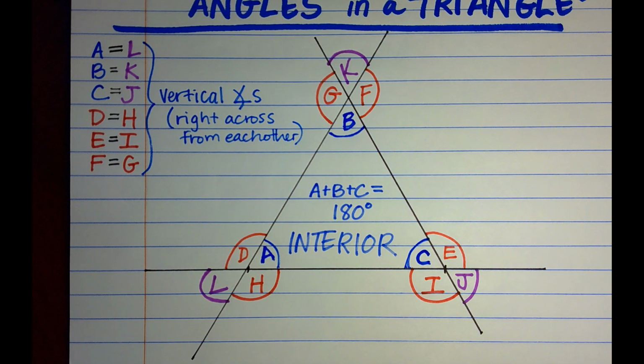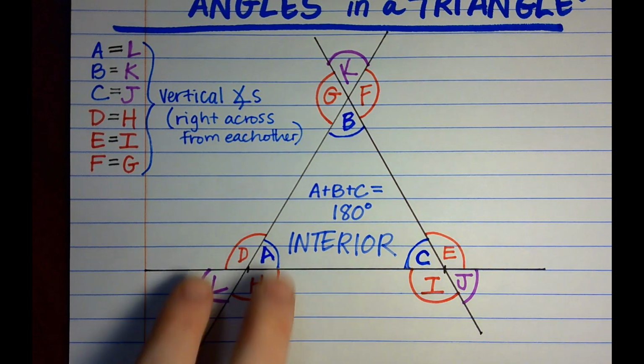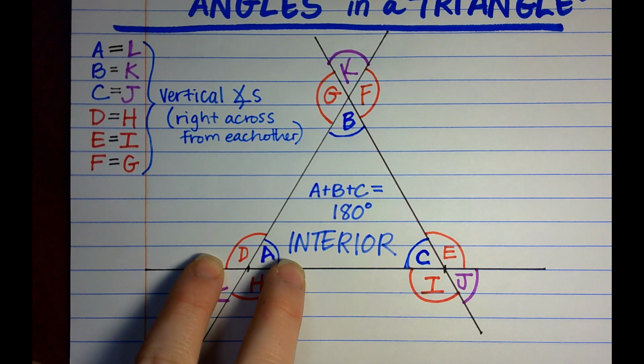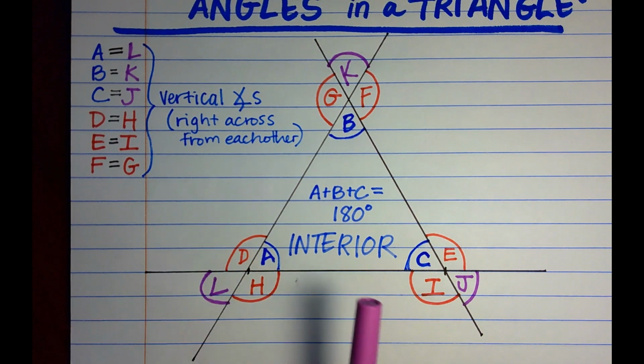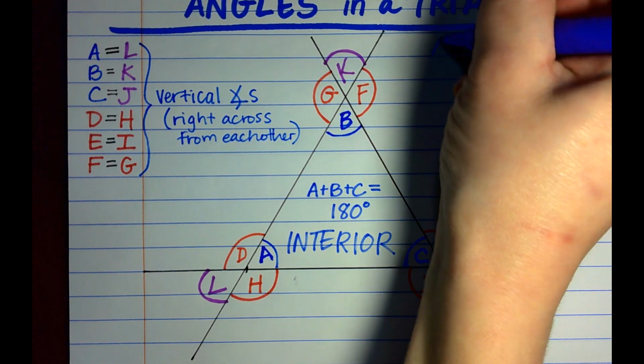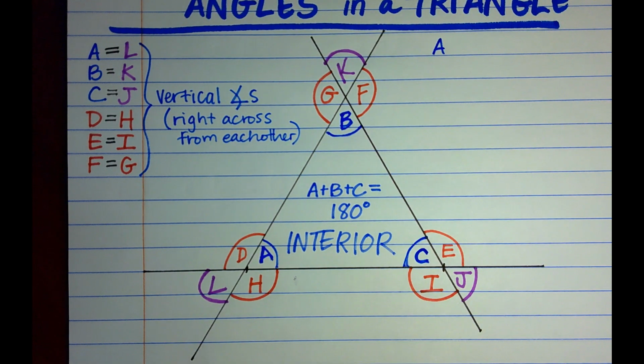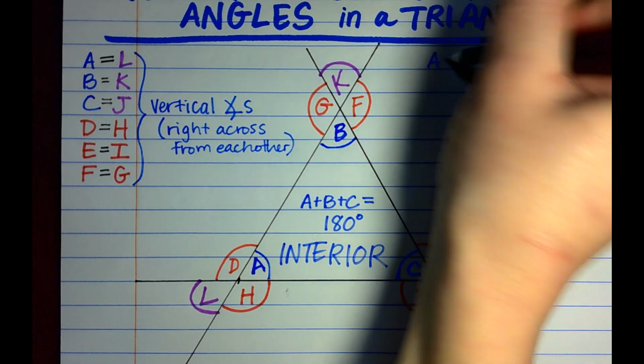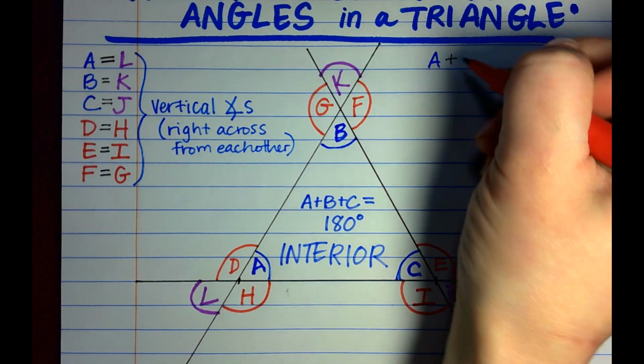Do we notice any other types of relationships happening between any of these angles? D and A equal 180. Yes, D and A equal 180. So what is that called when 2 angles add up to 180? We said it earlier, starts with an S. Yep, supplementary. So now we can make a list of supplementary angles. Why not? A plus D equals 180.